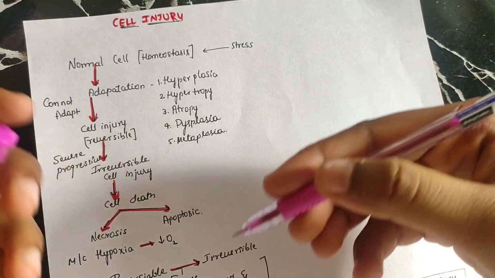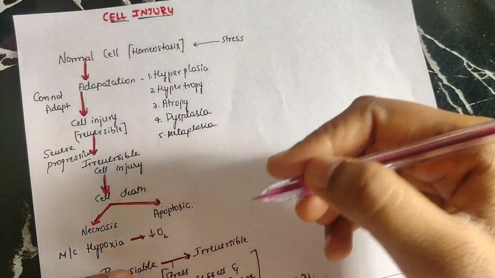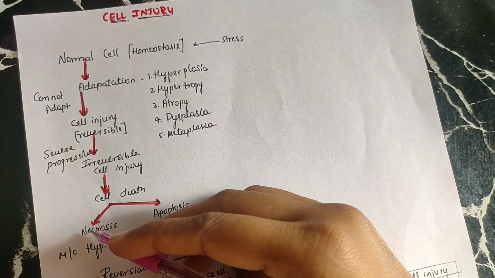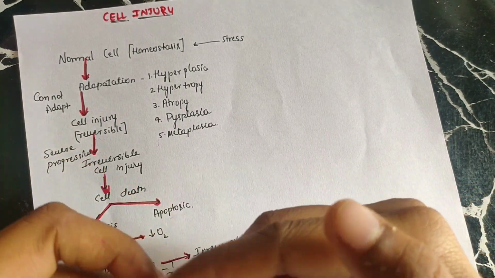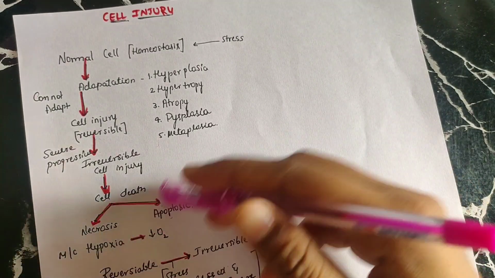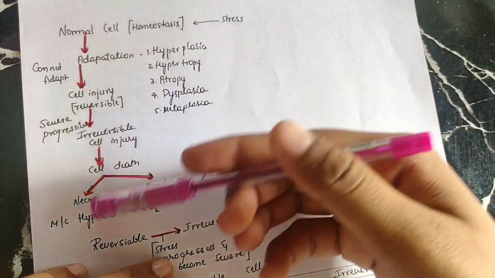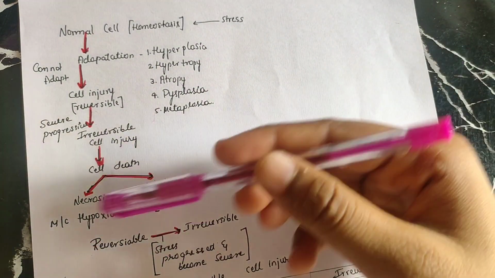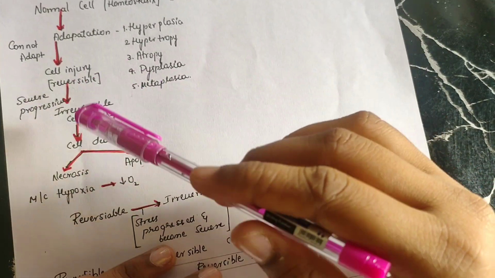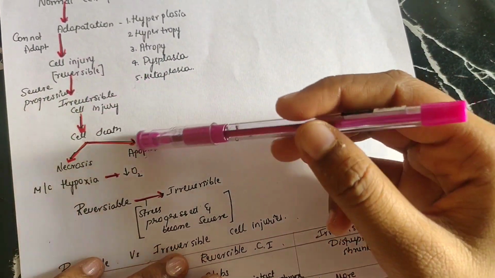Apoptosis means programmed cell death, so it has been programmed. It is similar to a planned suicide. Necrosis is like a murder, where we don't know about the situation. So these are the adaptations, and if the cell fails to adapt, then it will be necrosis or apoptosis. Cell death will occur. Now we will discuss the differences between reversible and irreversible cell injuries.